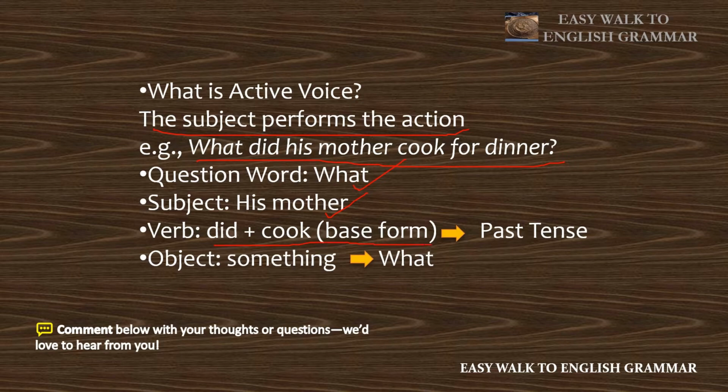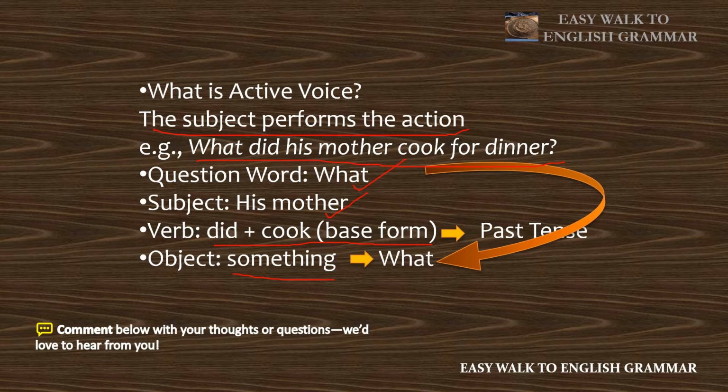Here, cook is the base form of the verb. We cannot directly identify the object because we don't know what his mother is cooking. So, to make our understanding easier, let's assume the object as something, meaning his mother is cooking something. Now, please observe closely. Here, you can see the question word and the object have close relations.